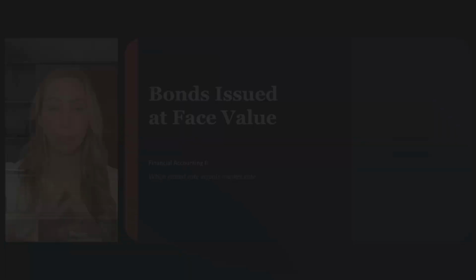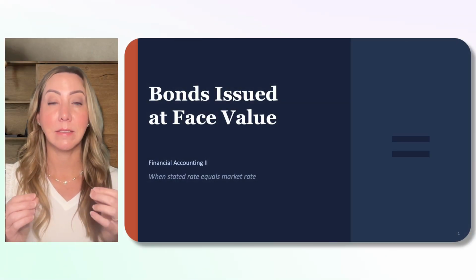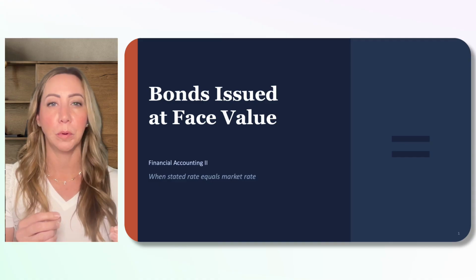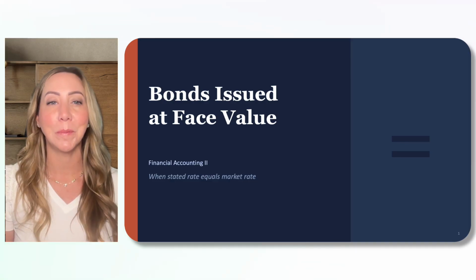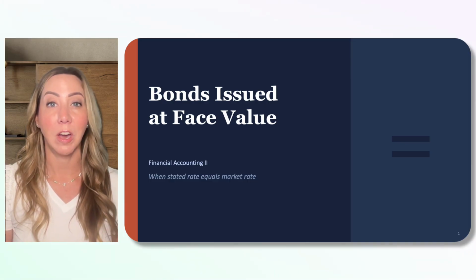In this lesson, we're going to account for a bond issuance in the simplest possible situation, when the stated rate and the market rate are exactly equal. You'll recall from our bond pricing lesson that this is the case that has no discount and no premium, so it lets us see the basic bond entries with nothing extra in the way. Master this, and the allocation of discounts and premiums will become a small variation on a common theme.